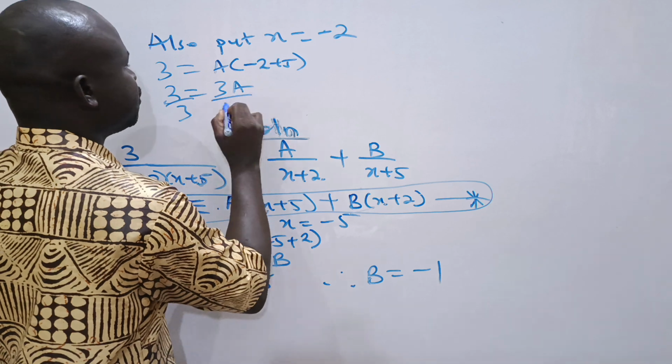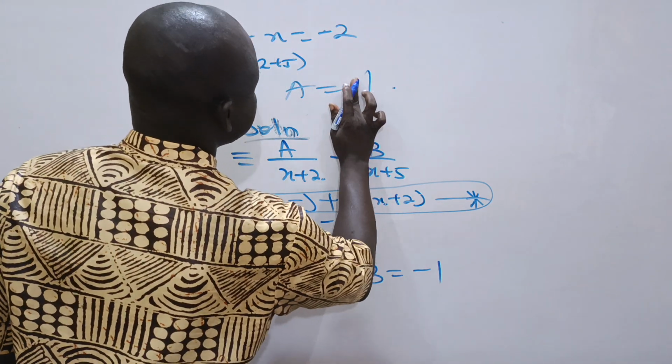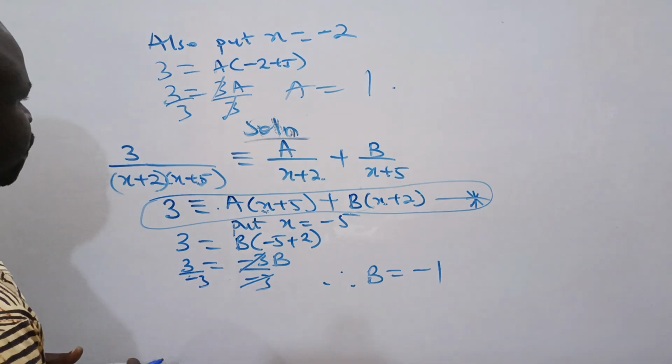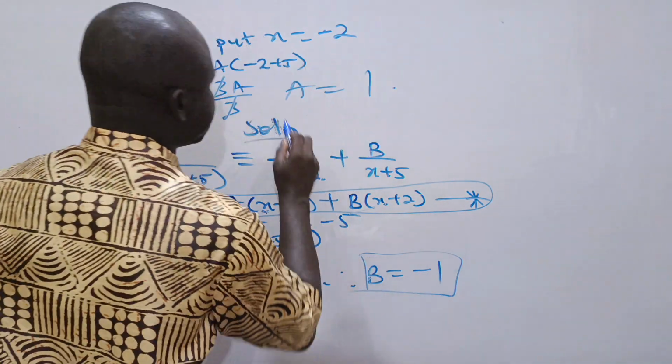Then we divide both sides by 3. So A is equal to 1. We are going to get A to be equal to 1. So we have gotten the value of A and we have gotten the value of B. We have gotten A equal to 1 and B equal to minus 1.